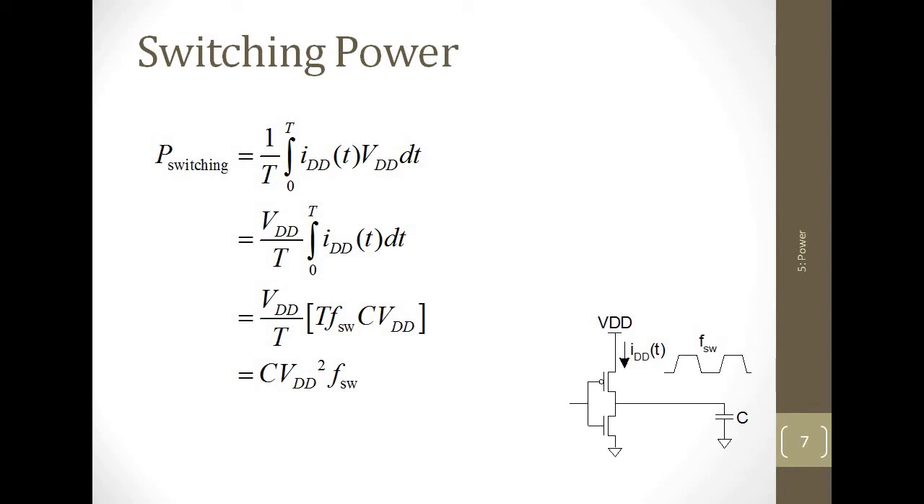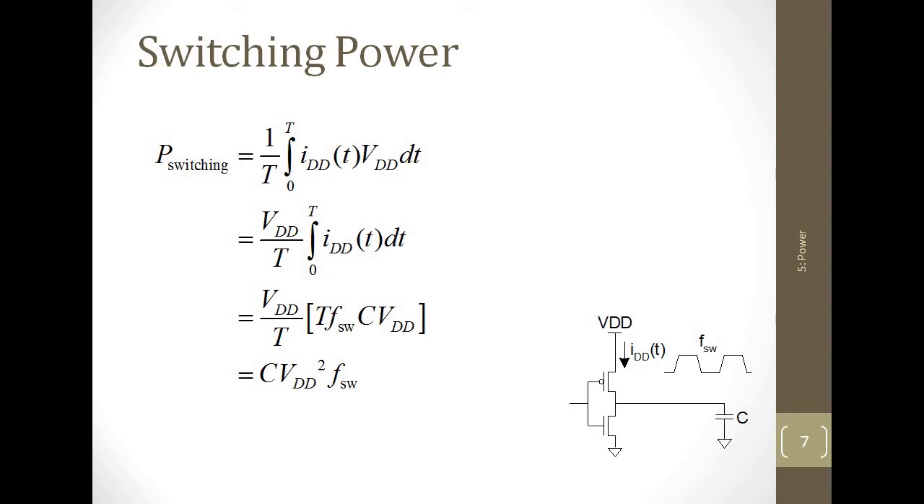So switching power is given as 1 upon T integral 0 to T IDD into VDD. This VDD is constant, the supply voltage we give is constant, so we can take it out. So VDD upon T integral 0 to T IDD. But what is this IDD? The current which is shown here at the PMOS is what?